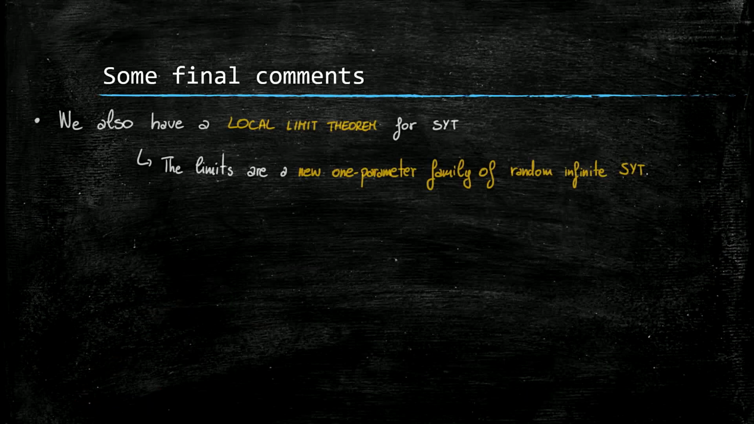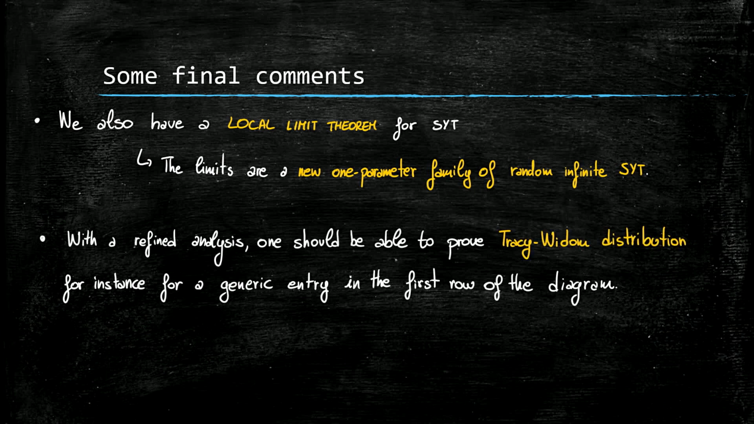Final slide. So we also know how to prove local limits in the bulk. And the local limit is a new infinite measure on standard Young tableaux. It is none of the measures that are typically studied, like Plancherel or something like that. It's coming from this infinite bead process. We believe that if you push the analysis a bit more, you should be able to prove at least Tracy-Widom fluctuations for the first line. In the sense that, if you fix a box in the first line, it should be Tracy-Widom.